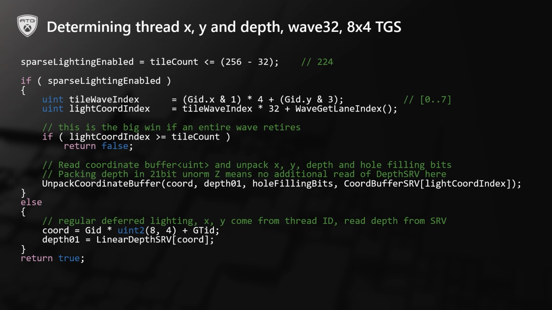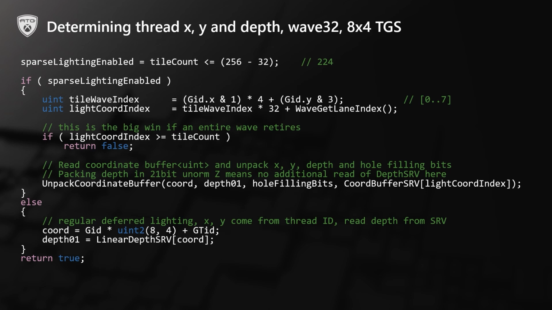And of course, ordinarily this condition will produce one partially filled wave as well. Chances are you will end up with one partially filled wave. So the threads that survive this check read this buffer, get the 32-bit payload, and trivially extract the X and Y coordinate, the depth value, and the hole filling bits. And of course, we don't need a separate read of depth.